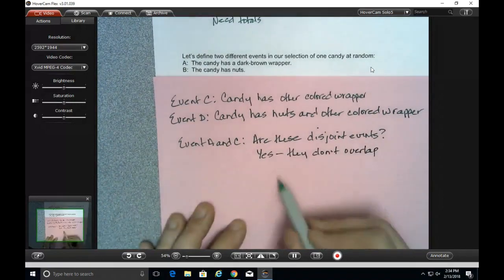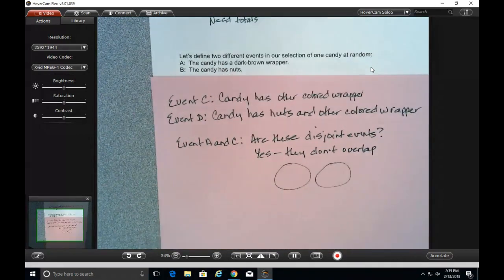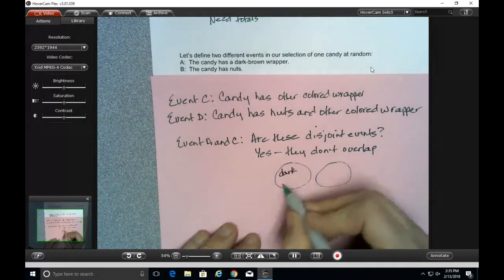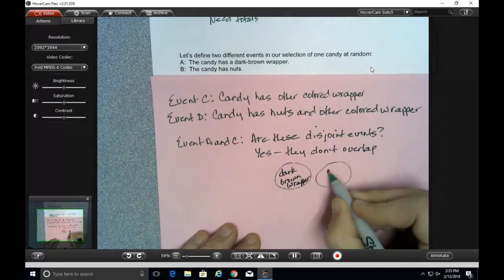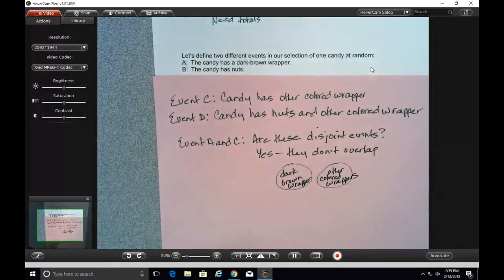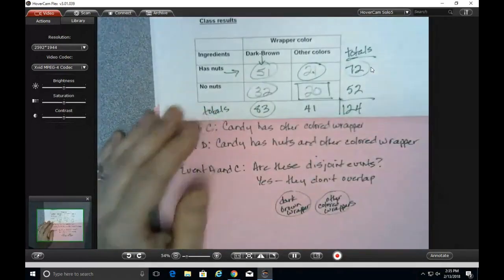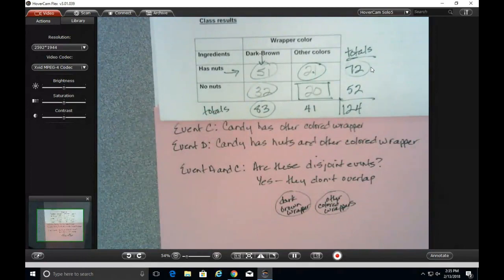So one way you can think about this is if you draw a Venn diagram with the circles for the different colored wrappers. We'd have the dark brown ones over here, and we'd have the other colored ones over here. There's no overlap between those 2 circles. So there's nothing that's in both of them. And even if you look at it with the table that we made, those are 2 different columns. If they're 2 different columns, or if they were in 2 different rows, then they wouldn't have anything in common.